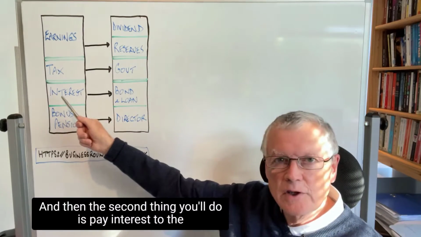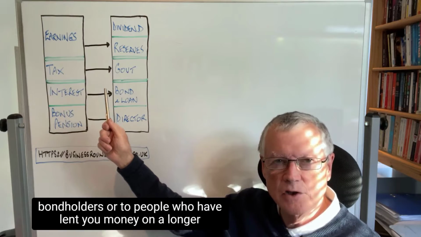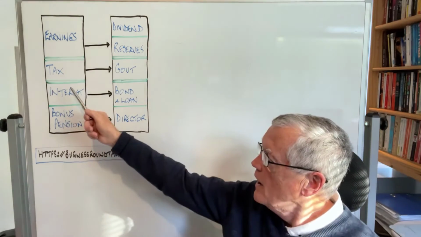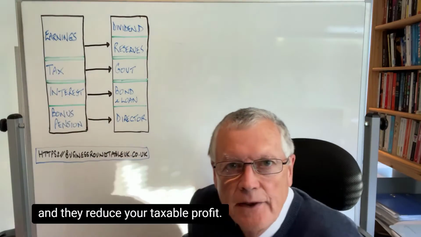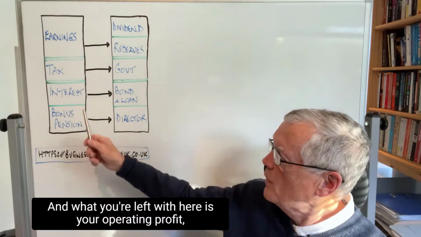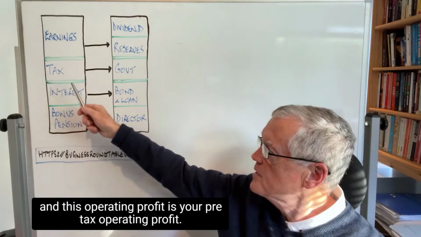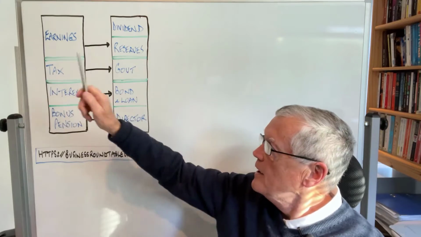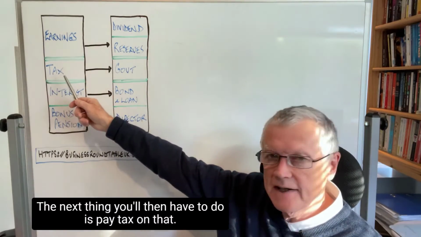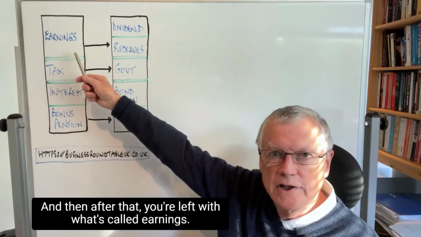And then the second thing you'll do is pay interest to the bondholders or to people who've lent you money on a longer term basis. And once you've paid those two things, they both get tax relief and they reduce your taxable profit. And what you're left with here is your operating profit. And this operating profit is your pre-tax operating profit. The next thing you'll then have to do is pay tax on that. And then after that, you're left with what's called earnings.